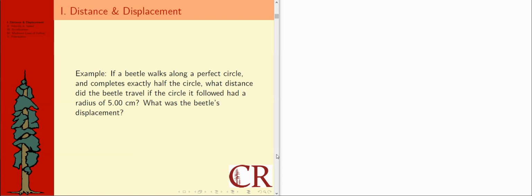If a beetle walks along a perfect circle and completes exactly half the circle, what distance did the beetle travel if the circle it had followed had a radius of 5 centimeters? And then it also asks us what was the beetle's displacement. Okay, that sounds relatively straightforward.